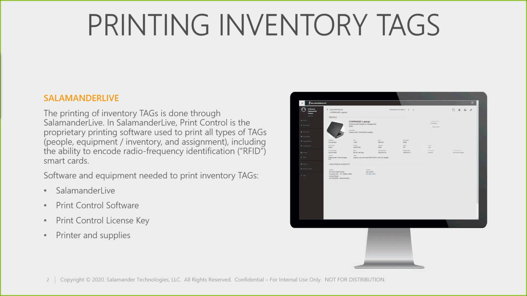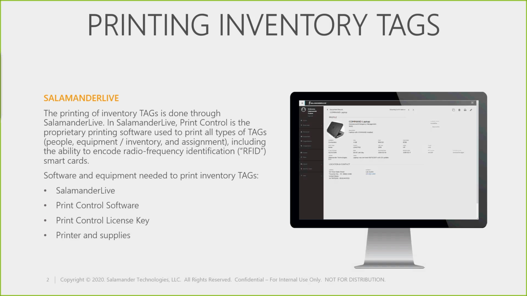All right, so when it comes to printing inventory tags, this is all done through Salamander Live. So on top of having access to Salamander Live, you will also need the print control software installed on the computer. With that, you'll need a license key, and then of course have the label printer plugged in and configured with your computer. Now, if you want the ability to print from multiple computers, you do need print control installed on every single one of those computers, as well as a separate license key for each. And if you'd like, you can have a separate printer installed and configured for each one of those as well.